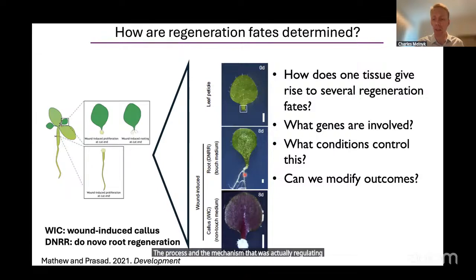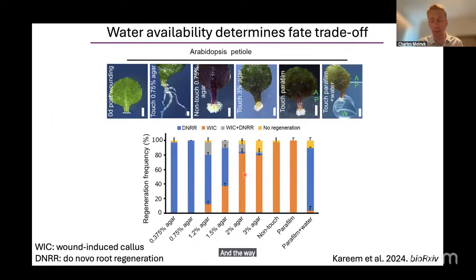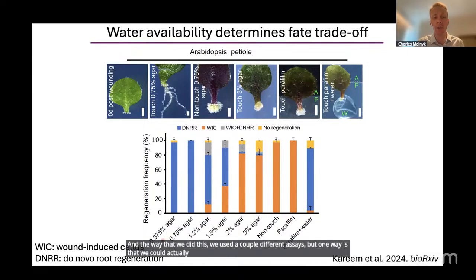And we really wanted to try to understand the process and the mechanism that was regulating these 2 developmental outcomes. To make a long story short, what we realized was that it was actually the availability of water at the wound site that seemed to regulate this. We used a couple of different assays, but one way is that we could change the percentage of agar these plants were regenerating on.